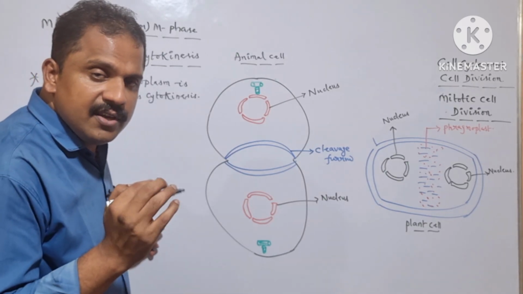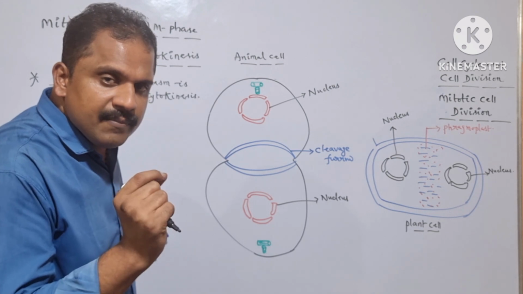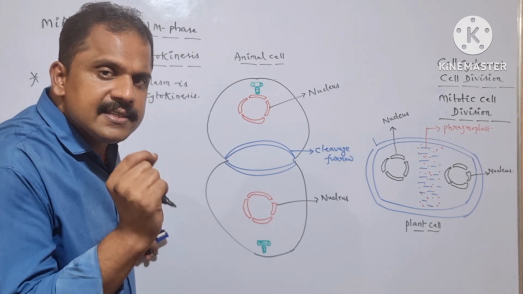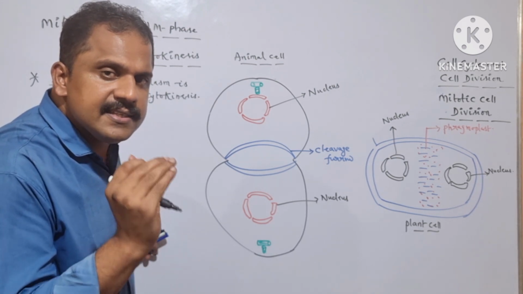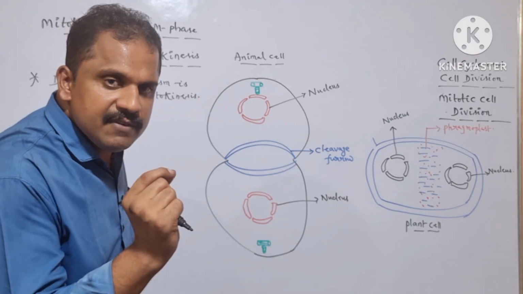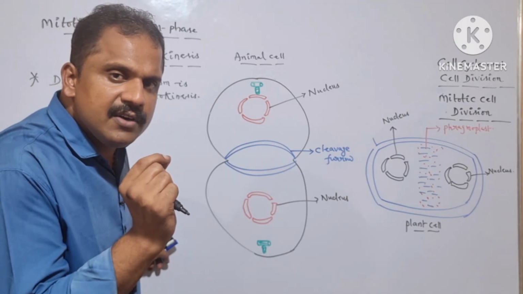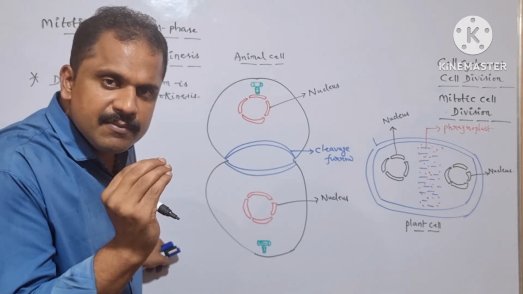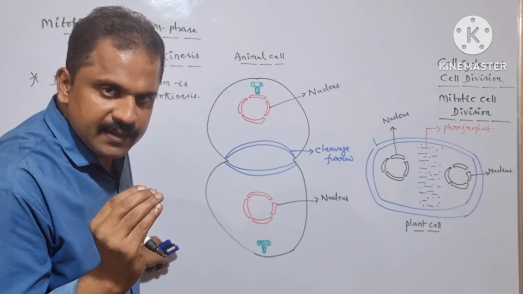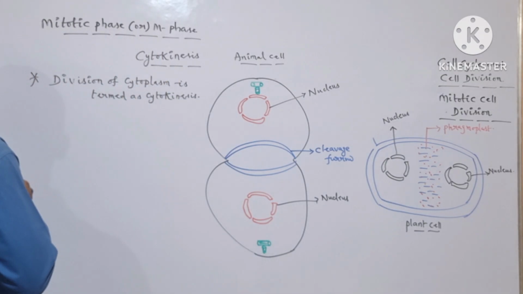So initially we will be studying the cytokinesis mechanism which occurs in the animal cell. In the animal cell, in order to regulate the cytokinesis mechanism, there is a requirement of a specific cleavage furrow. So the appearance of the cleavage furrow successfully takes place within the plasma membrane of the animal cell. Is it clear? So let me write it here.